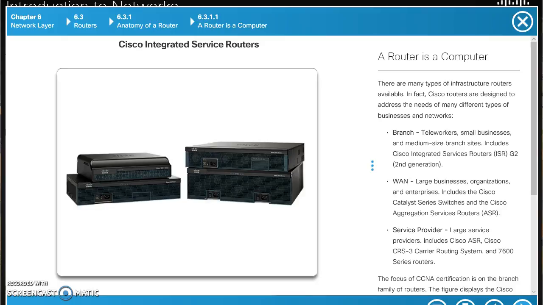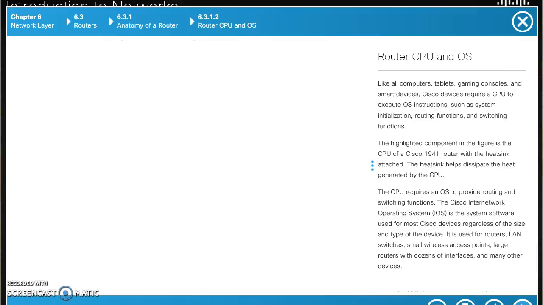Hey everyone, so this week we are covering Chapter 6, and Chapter 6 has to deal quite a bit about routers. And so that's something I'd like to talk about this week. Routers play an important aspect within the network. They can be a local device, they can cover branch devices to support teleworkers or small businesses, WAN devices to interconnect large businesses or organizations, or even service providers, providing services for a wide array of various organizations or individuals.